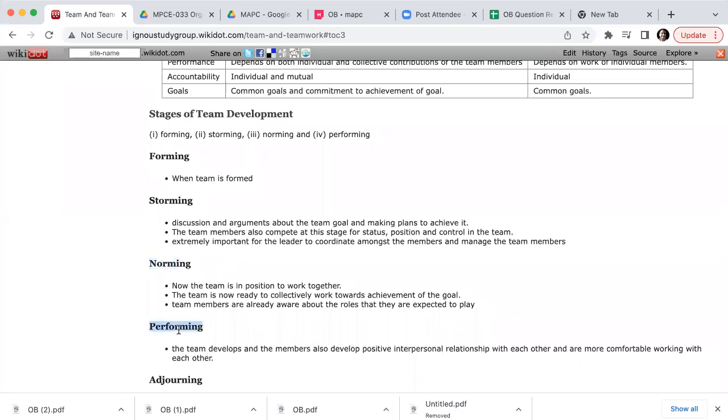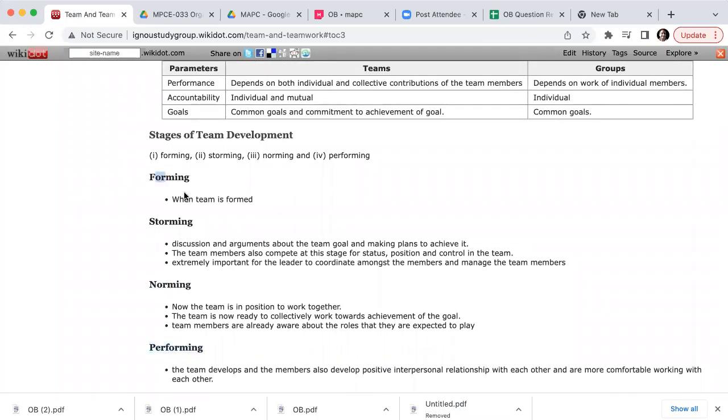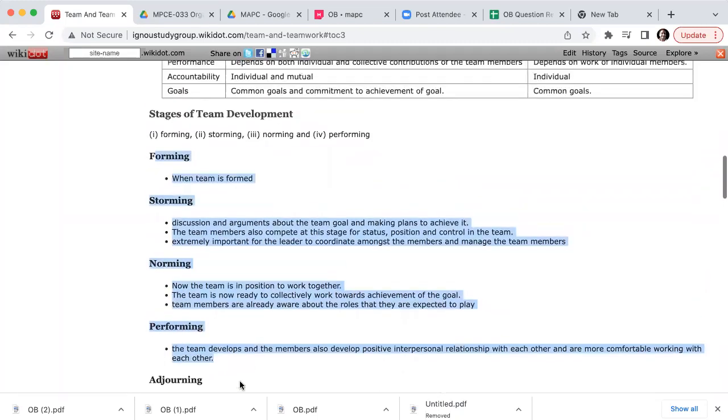Next, last in general, is performing. Okay, this is the time when people are doing the job. So you formed, you stormed, you set the norms, and now you are performing. Okay, so these are the four common stages of team development, right?